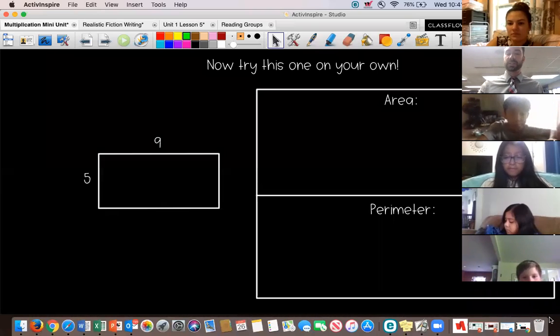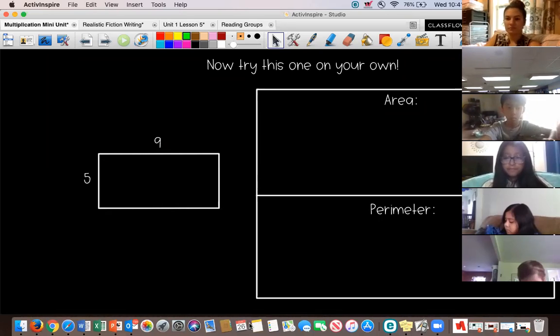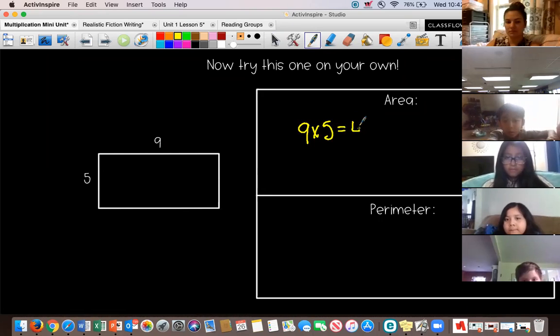Henry, tell us, what did you do to find the area of that rectangle? So how I found the area was I multiplied 9 times 5 and I got 45. Okay, so he's almost completely right. He did the 9 times 5 part. He did length times width to find the area. All the numbers that are on our screen that Henry wrote down are correct.